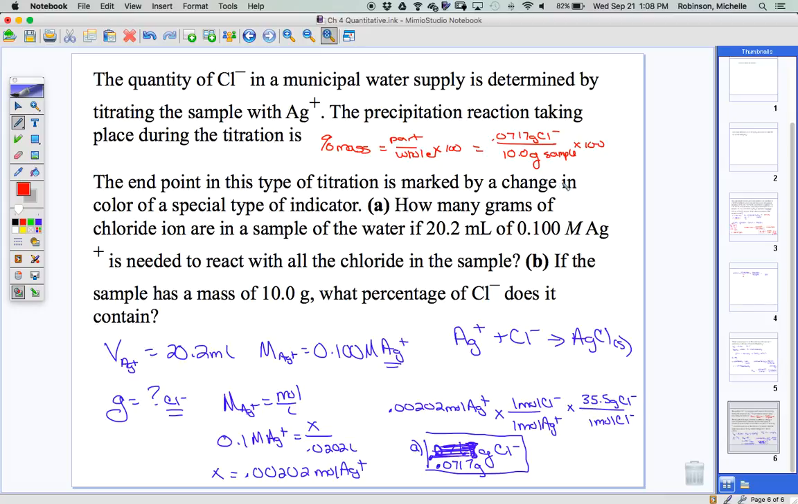So 7.1. 7.12. So somebody do the math. Make sure I didn't do it wrong. So times 100 is 7%. Is it 0.7? Okay, then I messed up. All right, so that.